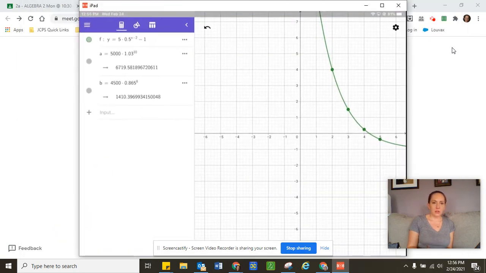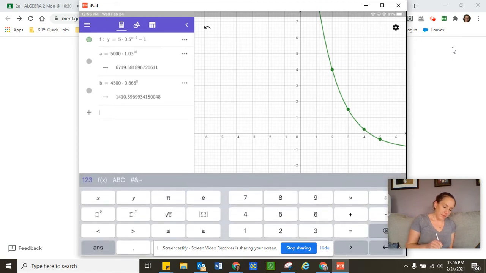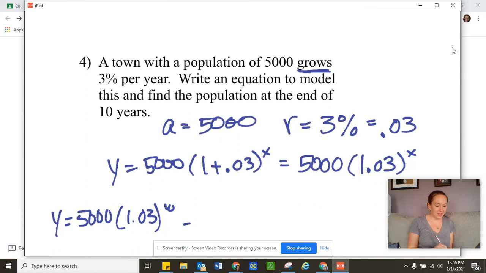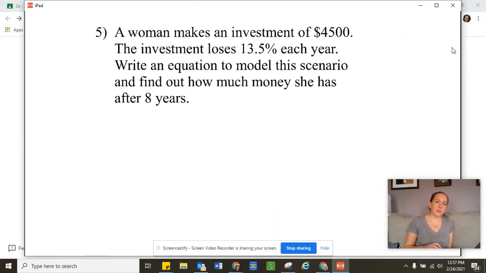So I'm going to go to the calculator. 5,000 times 1.03 to the 10th power. Enter. It's 6719. I'm not going to include the decimal because we're talking about people. And why would you count 0.5 of a person? That doesn't make sense. So anyway, 6719 in 10 years. It's pretty steady growth.